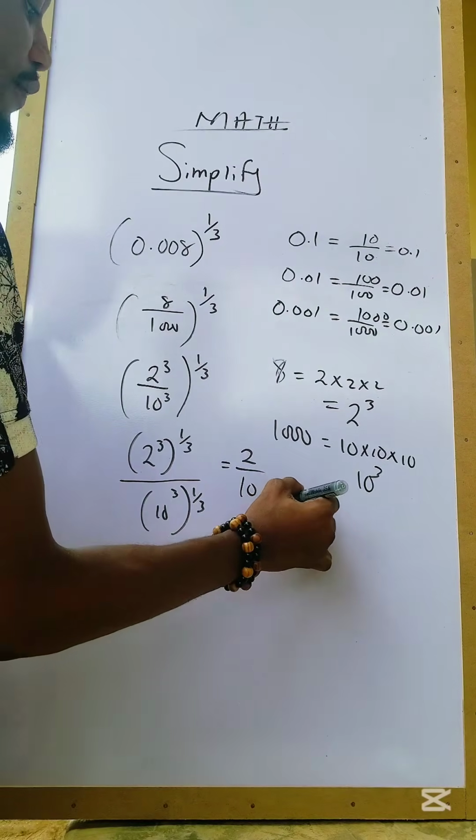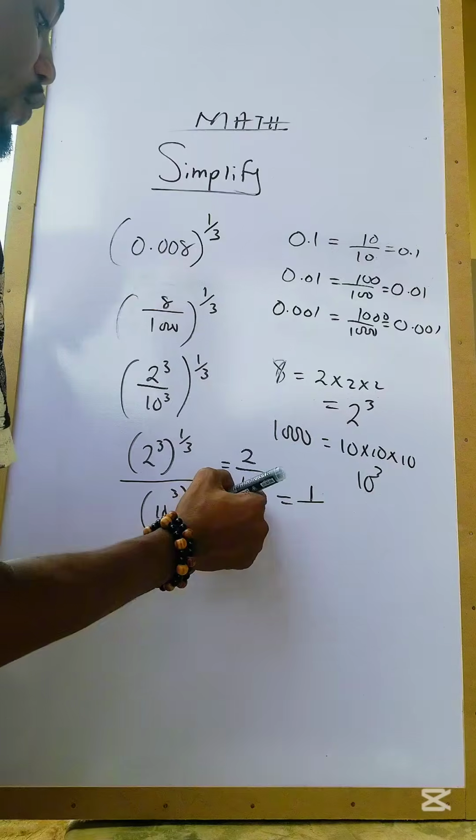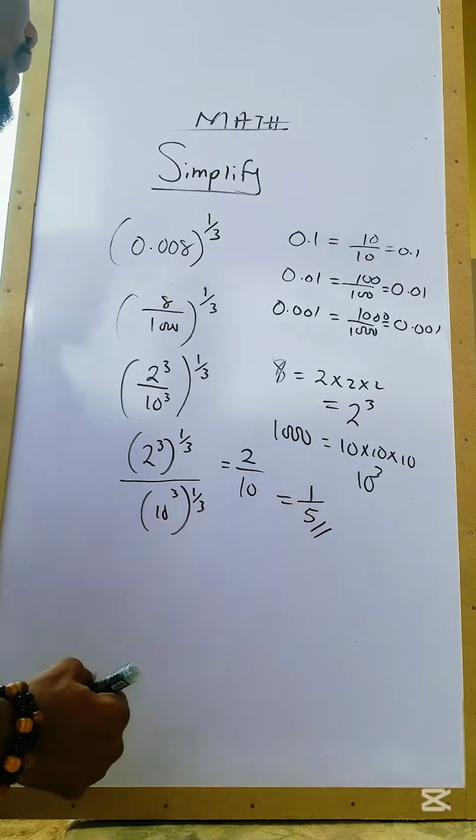So we can simplify further because 2 can go here 1, 2 can go here 5. And this is your final answer.